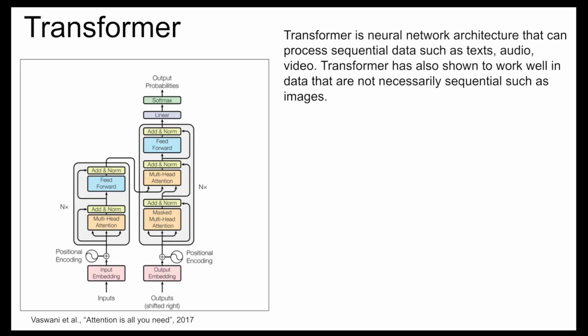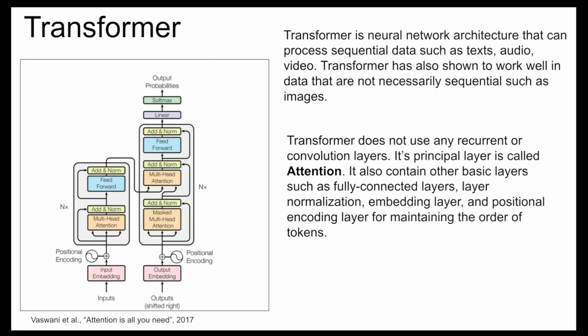So a transformer, like we saw, is a neural network architecture. That's the first thing. This architecture can process sequential data such as text, audio, and video. It has also been shown to work well in other modalities beyond sequential data, such as images. A transformer does not use any recurrent or convolutional layers. Its principal layer is called attention, and it also contains other basic layers such as fully connected layers, normalization layers, embedding layers, and position encoding layers for maintaining the order of the tokens.